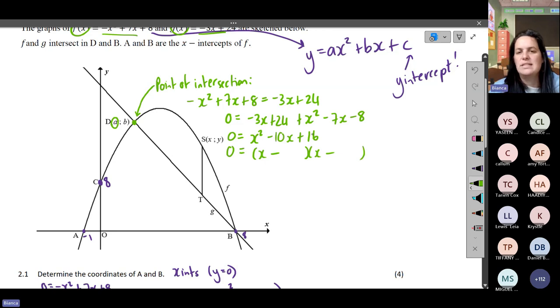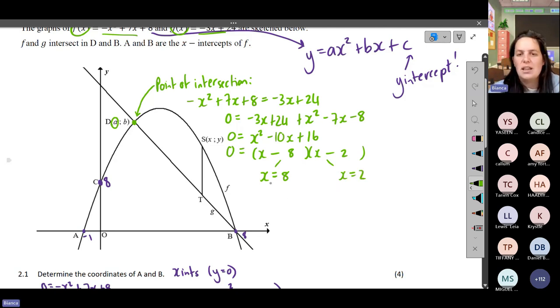Okay, factors of 16 to give me 10 are 8 and 2. So we have two, this is weird. Oh, no, it's not. Sorry. Okay. The x, we have one x value of 8 and one x value of 2. Now, which one is it?